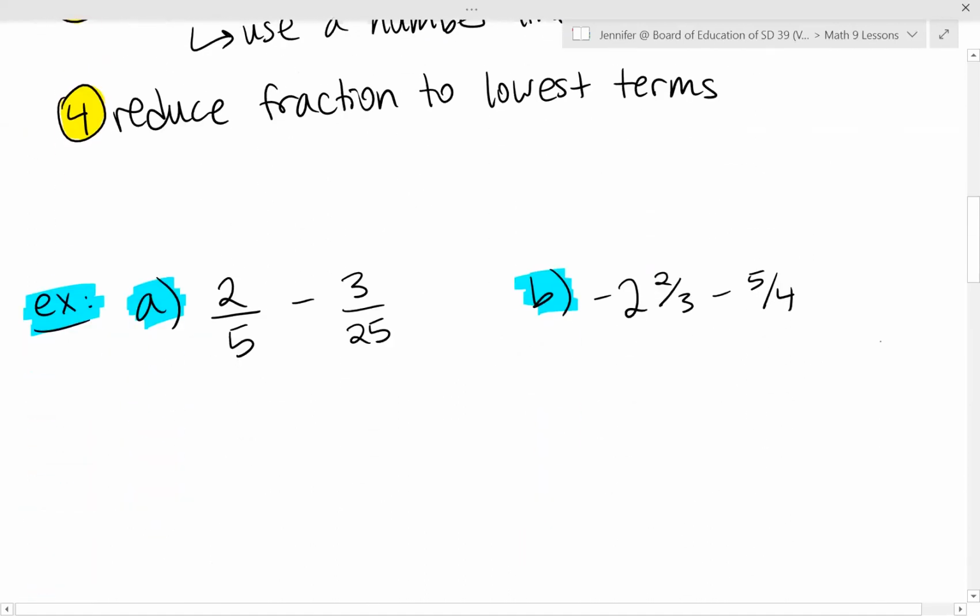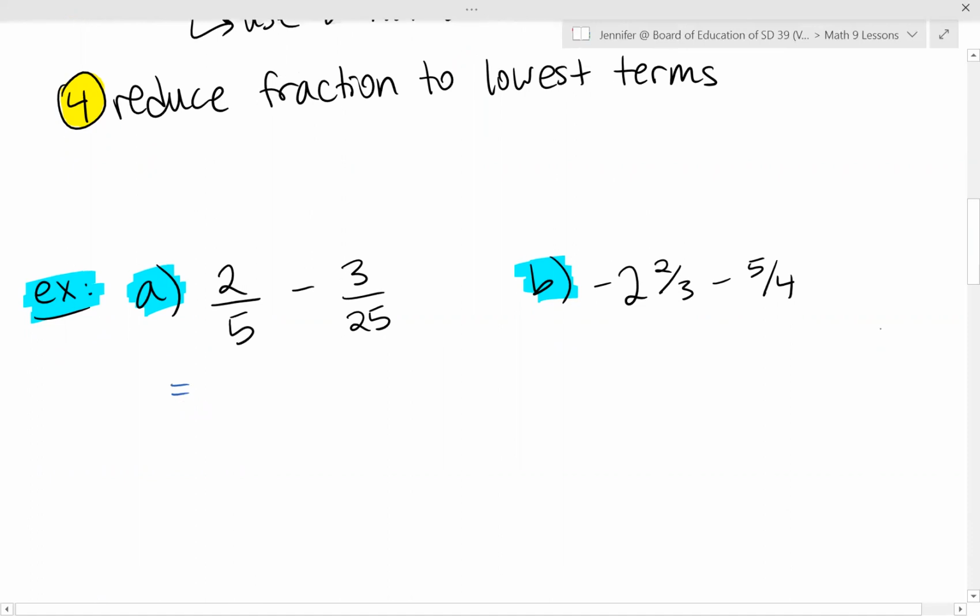We have two examples here. These are already improper fractions, so we don't have to convert them. But we do need to find a common denominator. We know that 5 goes into 25, and if we just multiply the bottom and the top by 5, then we'll have a common denominator of 25. So this fraction becomes 10/25. This one stays the same. And then we add or subtract the numerators like normal. We've got 10 minus 3, that gives us 7/25. We don't need to simplify any further because these two numbers do not have any common factors.